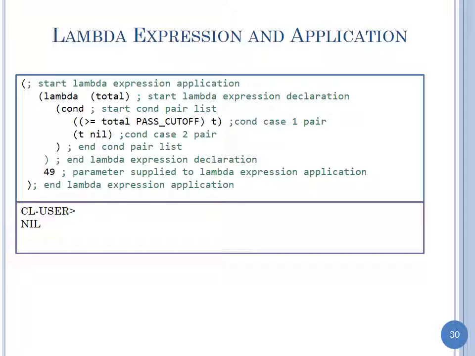So let's go. This is a lot of nesting here. Let's go bottom up here. So we see an expression here. Okay, that's easy to understand. Which is just checking whether the total is greater than or equal to pass cutoff. Combined with that, we get a cond case pair, okay, which we know by now. Then we have a cond, so that's okay.